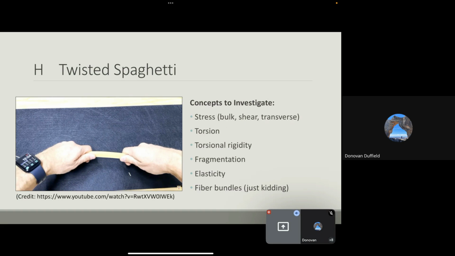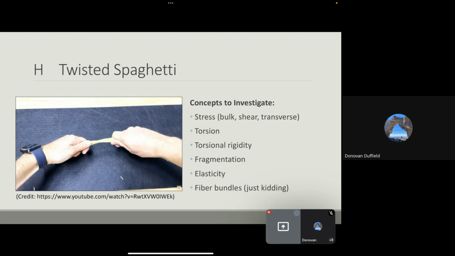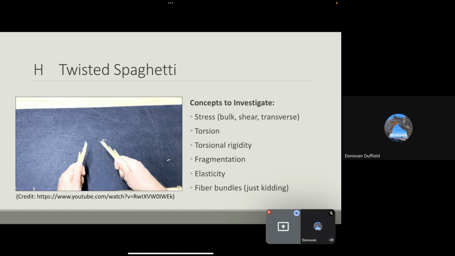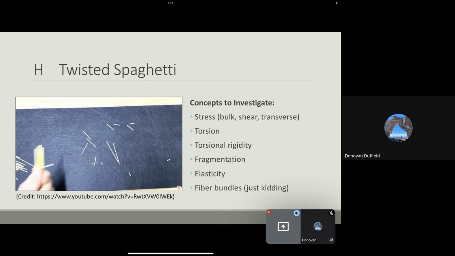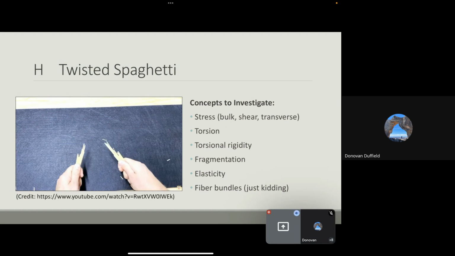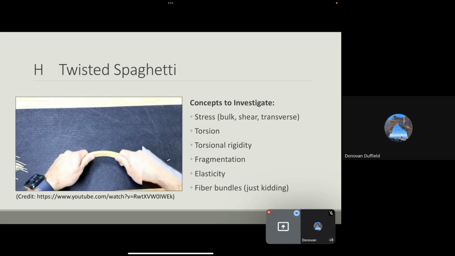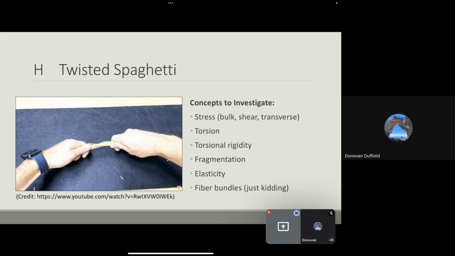All right, so here again, there are some mechanics concepts to investigate, in particular stress. By this, I mean physical stresses, bulk stress, shear stress, transverse stress. Then also look at torsion, torsional rigidity, fragmentation, elasticity. All right, that is problem 8.